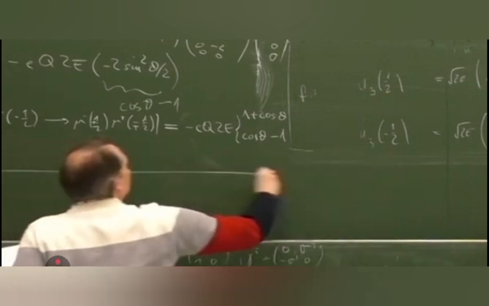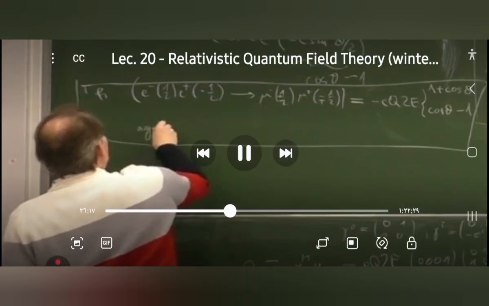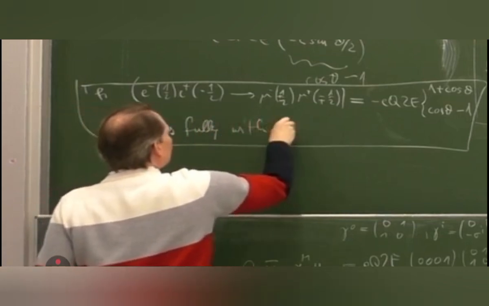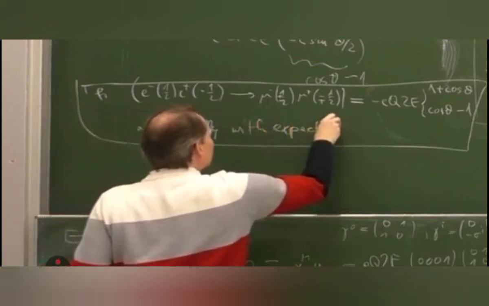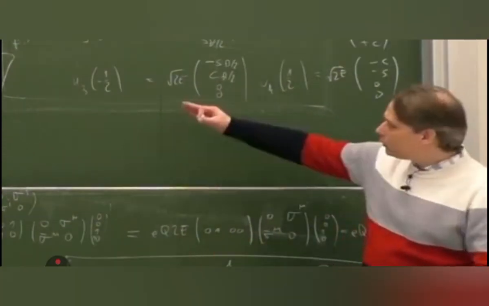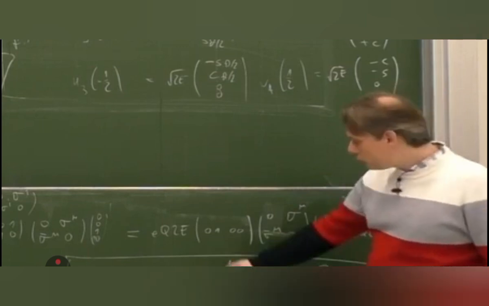And let me write down in words, it agrees fully with the expectation. So we have understood at a detailed level of spin and angular momentum where the theta dependence comes from, and we understand that we can actually explicitly evaluate such processes using explicit spin rules.